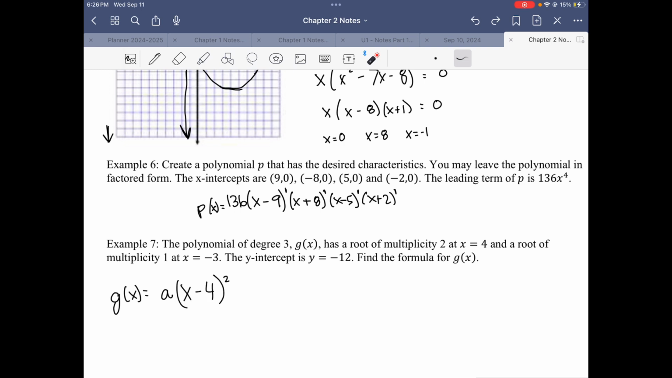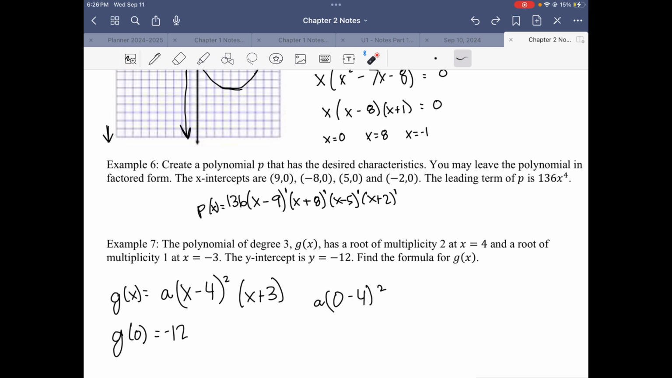We know that it has a factor of x minus 4 squared because it has multiplicity 2. Remember, this has always got to be here with the opposite. We also know that it has a factor of x plus 3 with a multiplicity of 1. And we know that it has a y-intercept at negative 12. That's everything we know right now. What we don't know is that leading term.